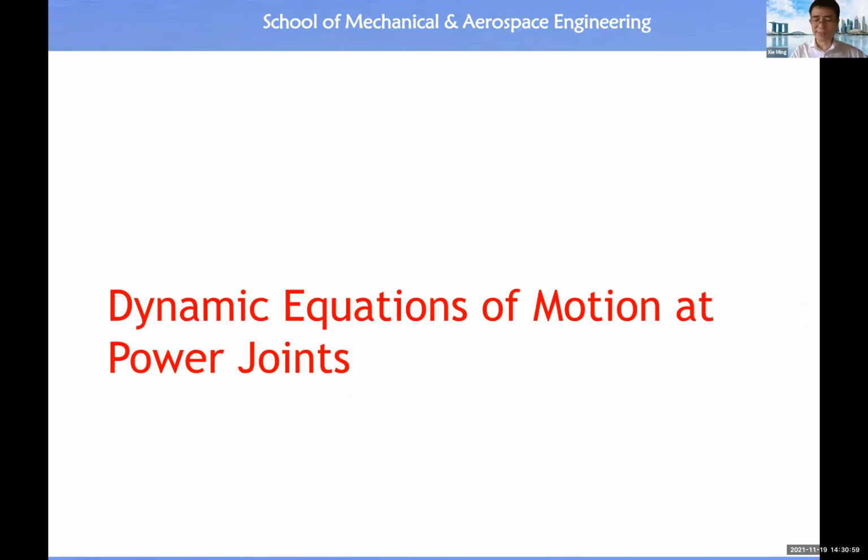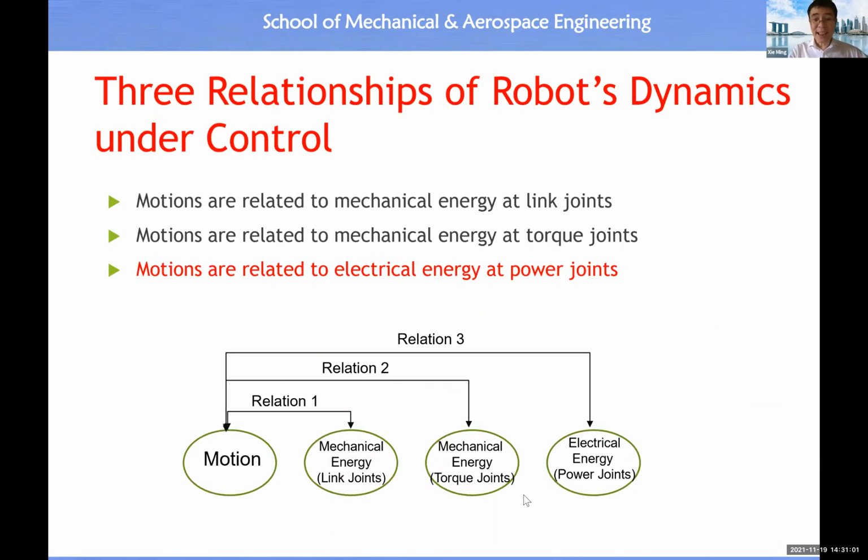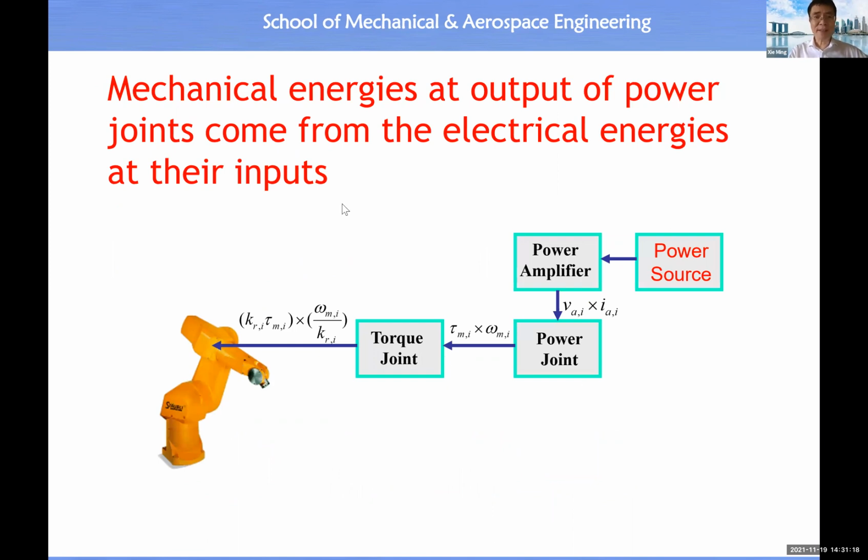At the power joint, because energy actually comes from an electric motor or power joint, we want to know what the relationship is between motion and the input energy. This slide basically shows you that the mechanical energy at the output of a power joint comes from the electric energy at the input. So this is a power joint. Output is mechanical energy, input is electric energy.